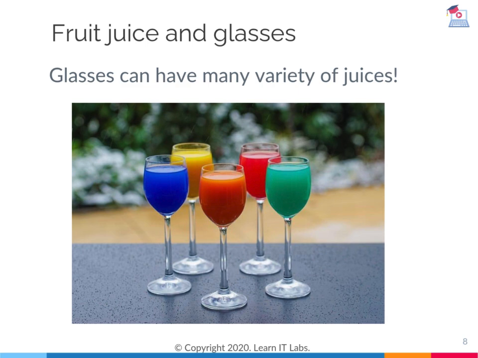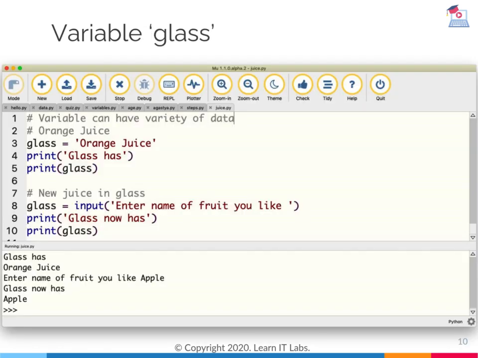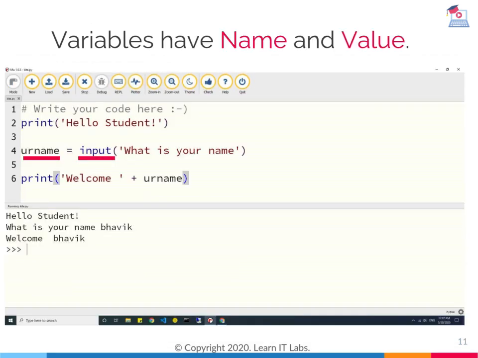A variable has a name, like glass. In programming, the variable glass can contain orange juice. Later, we can change the value it holds. We can use the input method to ask the user to enter a new fruit, and now the variable glass contains the new input, like apple. A variable contains data, it has a name, and it can contain different data types.